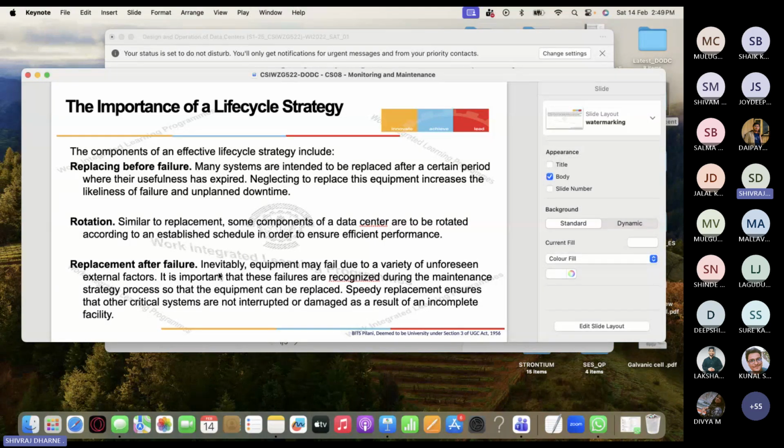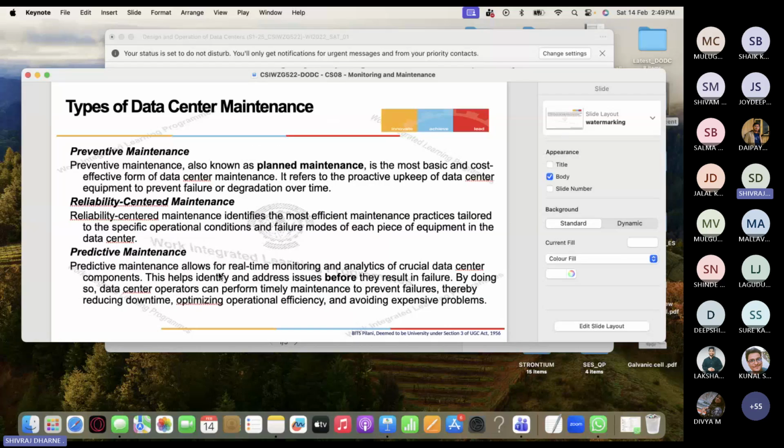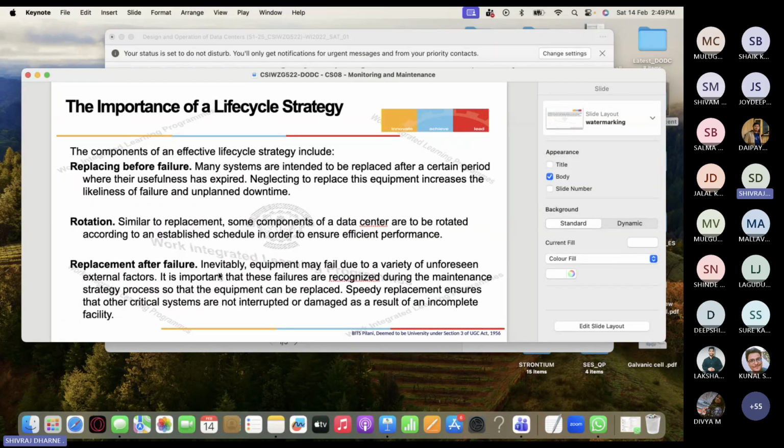Speedy replacement will ensure that other critical systems are not interrupted or damaged as a result of the incomplete facility. So these are very important aspects in the overall life cycle management. You can say the life cycle of a data center: replacing before failure, rotation, and replacement after failure. These are very critical.